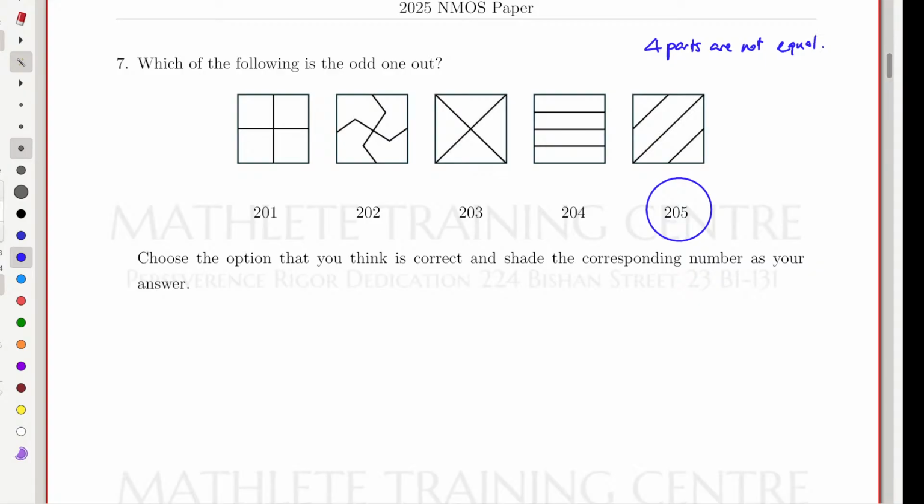Right? For example, on the left, we have all of them are squares. For the 202, all of them are this particular shape, right? All of them are the same shape. For 203, all of them are the triangle. For 204, all of them are the rectangle. But for 205, we can see that these two parts, they are actually not the same. Right? So therefore, the answer is this 205.